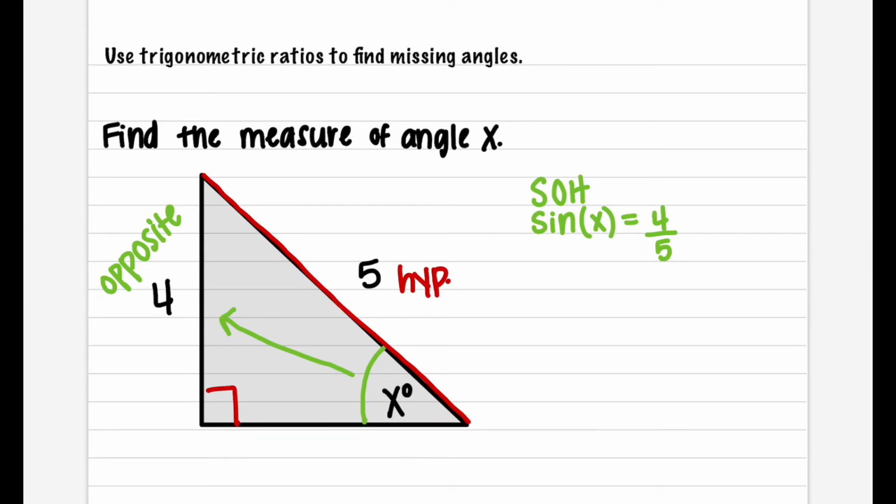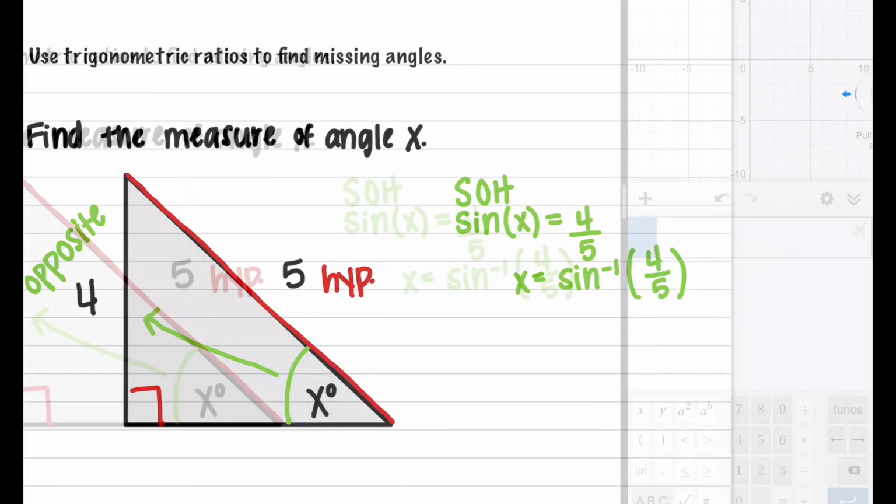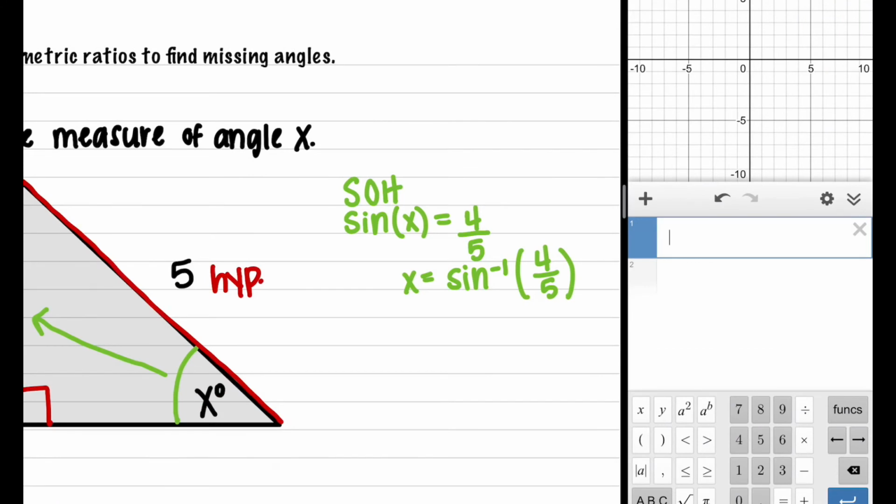If I want to solve for x, to get x by itself, then I need to get rid of the sine. And I can't get rid of the sine unless I use its inverse. So I'm going to have x equals sine inverse of 4 over 5. That doesn't help me very much because I don't know what that value is, so we can plug it into our calculator. I don't need to type in x equals. All I want to know is sine inverse of 4 over 5.